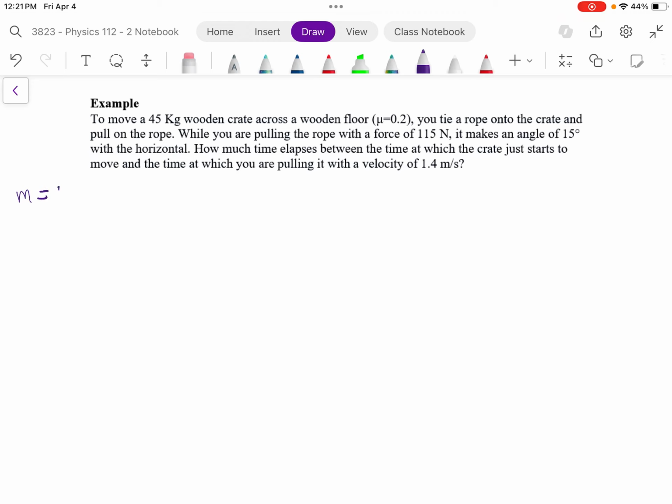So we have a mass of a crate of 45 kilograms. We have a coefficient of friction of 0.2. We're going to put 0.20. We're going to change that to 2 sig figs. We have a rope that's attached to a crate, and we're applying a force of 115 newtons to that rope at an angle of 15 degrees above the horizontal.